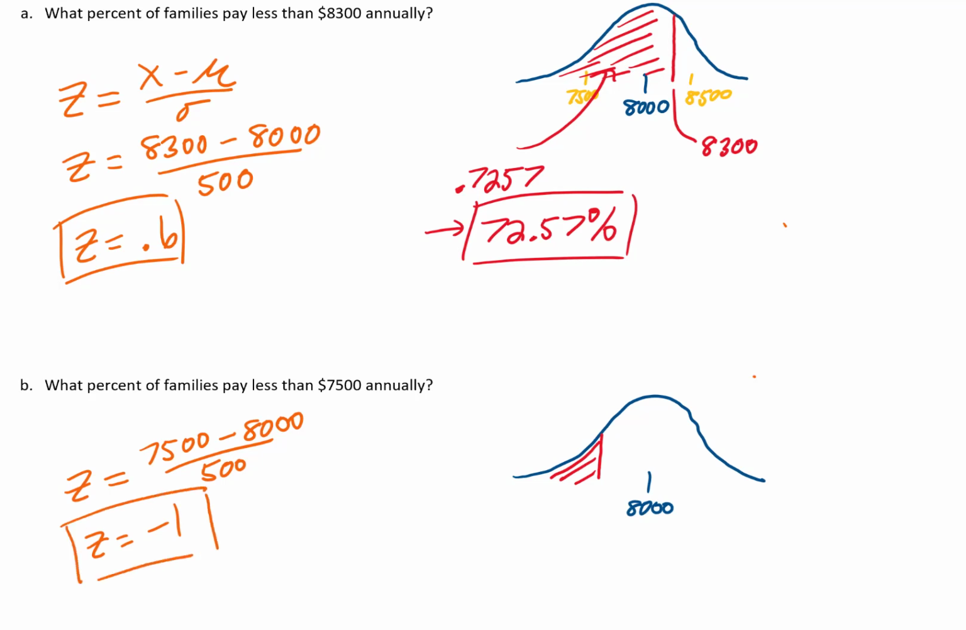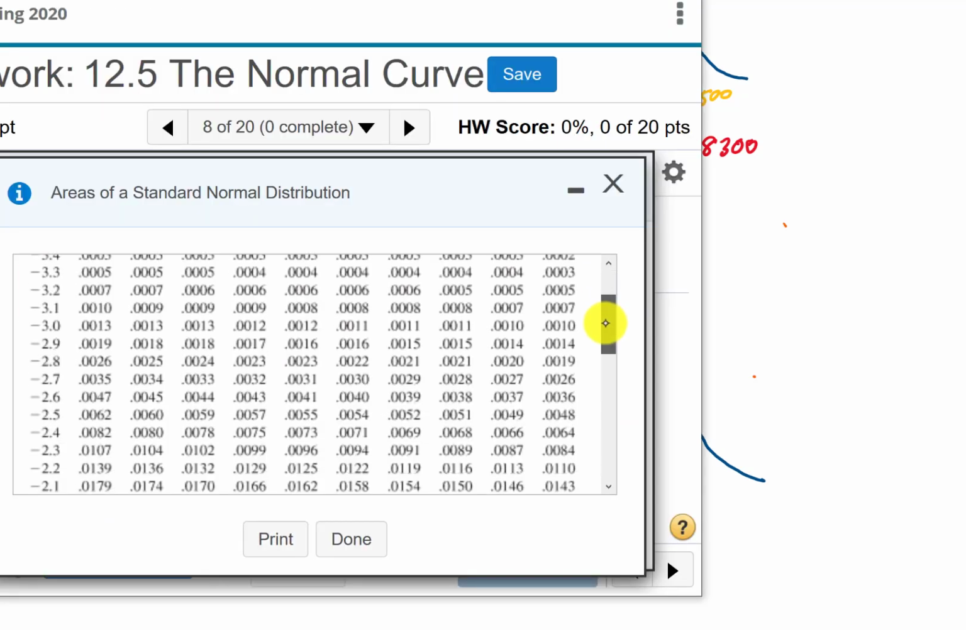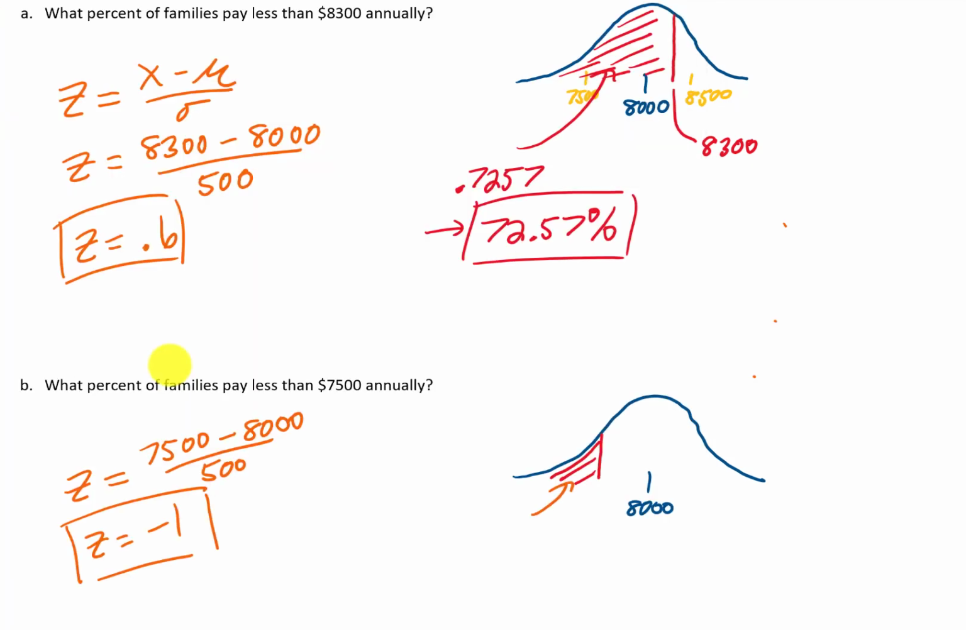Okay, that's our z-score, but to find our area, again, we need to look at a table. This time we're going to look at the table for negative z-scores, and we're just looking for -1. That looks like it's right here. The value I'm seeing is 0.1587. Back to the problem, that says that our area in here is 0.1587. Or in other words, 15.87% of families are paying less than $7,500 annually.